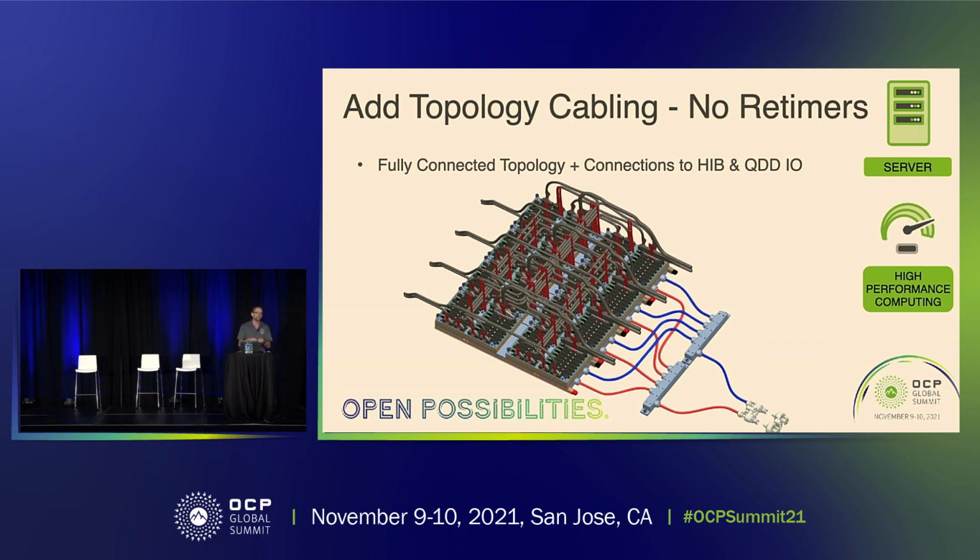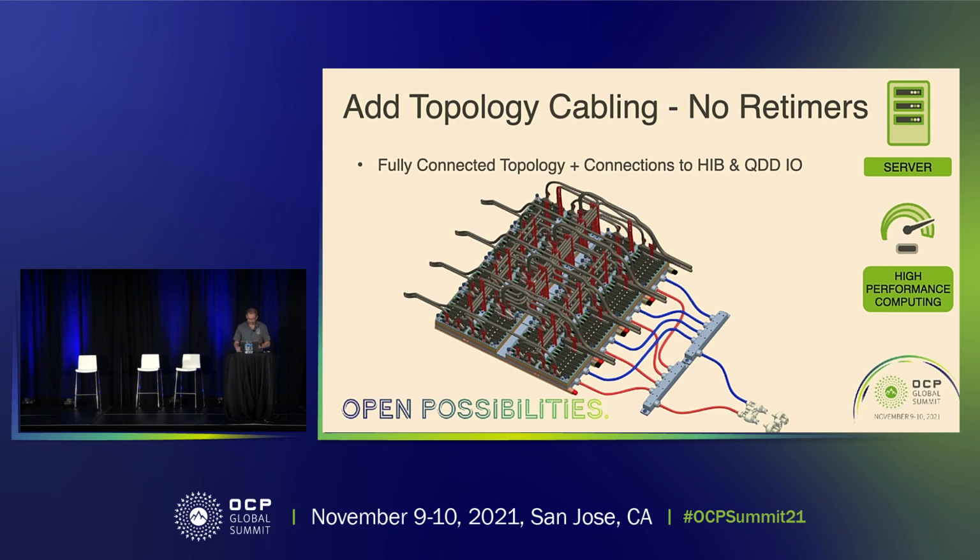People were concerned about the wiring. It would be a rat's nest. So this is actually the wiring of a fully connected topology, all-to-all, between the modules. It also has cables out to the QDDs and the OAI chassis, and also the HIB cables to the HIB backplane, if you're familiar with the OAI chassis. No retimers needed at all, which is great news because of the cables.